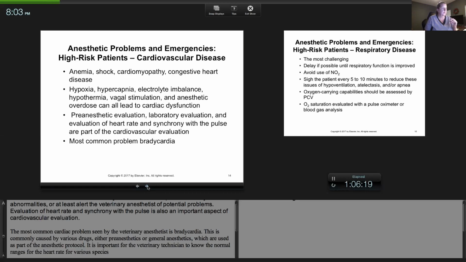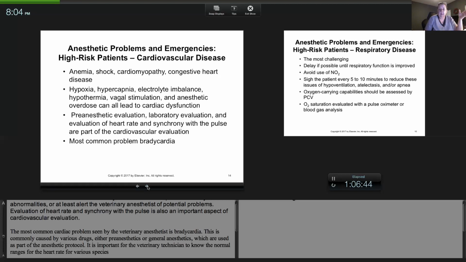Helps with anesthesia. Now, cardiovascular disease in patients is very broad because this is cardiovascular. So this is any blood disorders, coagulation disorders, blood pressure disorders, heart disorders.